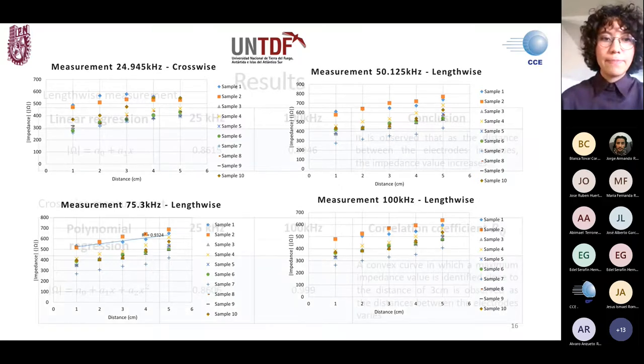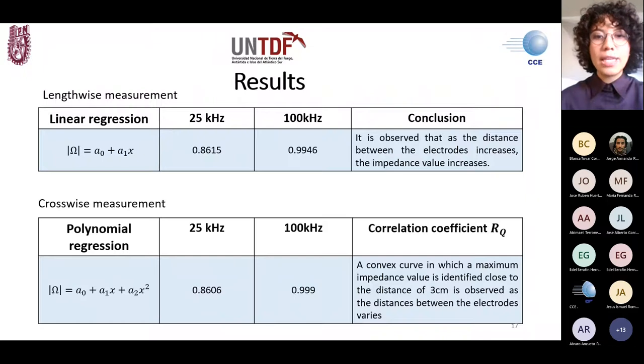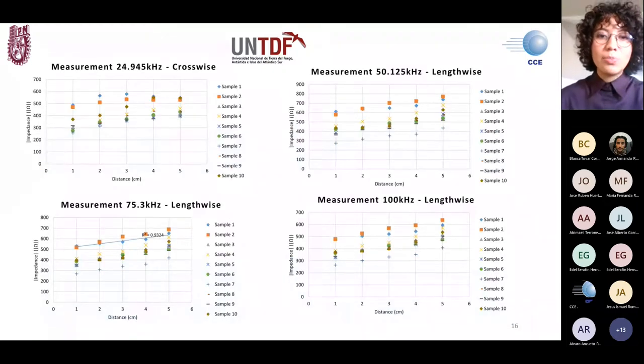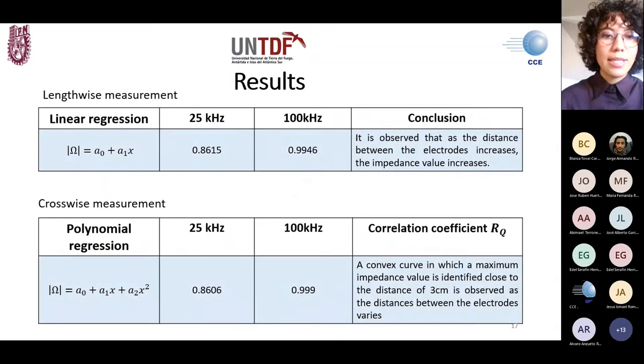So, to characterize the data, an appropriate curve fitting is proposed for the measurements. For the crosswise measurements data, we obtain impedance values that present a quadratic parabolic behavior, which is correlated with regression coefficients that we show in this table. We can see that the mean of the correlation coefficient is near 1, where 1 represents that a dependence of the data exists. And for the lengthwise measurement, we also can see that the mean of the correlation coefficients is near 1, where 1 represents a perfect linear dependence, and 0 that a linear relationship between the data doesn't exist.